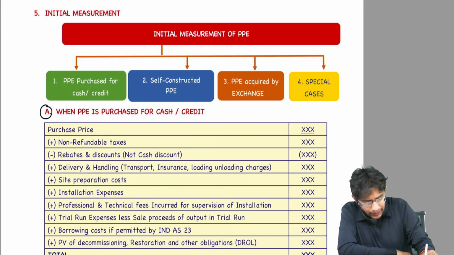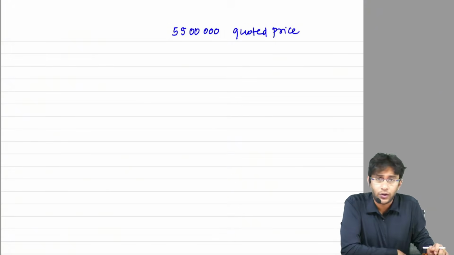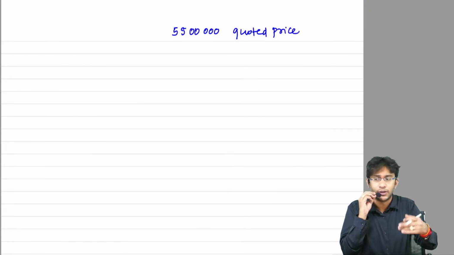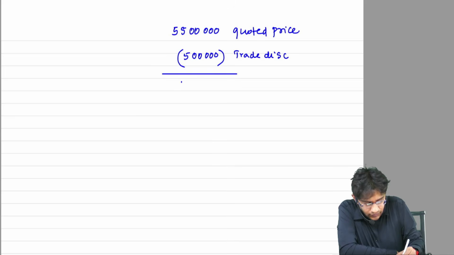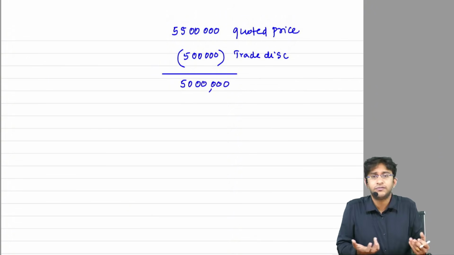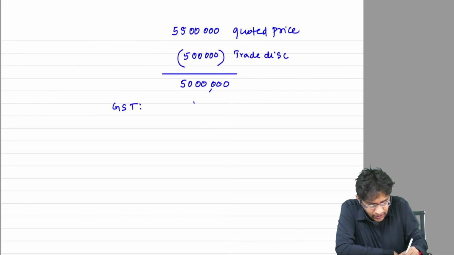Now, imagine that fellow quoted 55 lakhs. 55 lakhs is the quoted price. I told him that, see, I'm a major customer, I'll be having some more requirements. I somehow bargained it. That fellow gave a trade discount of 5 lakhs. Since you need not pay this, this is never your cost anyway. So 50 lakhs. Then he says, I am charging 50 lakhs, sir, but you have to pay GST also. So let's say GST is another 8 lakhs.